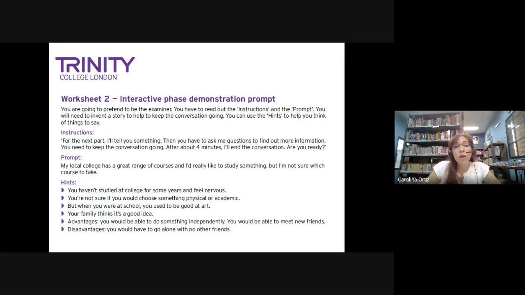Advantages, you would be able to do something independently. You would be able to meet new friends. And disadvantages, you would have to go alone, with no other friends. So this is information that you can keep for the story because he's going to ask you questions and you need to have these hints to keep it going. Or, of course, you can create a scenario on your own, but it's important for you to maintain a conversation so that you give confidence to your student that you will always try to have some information on the other side.